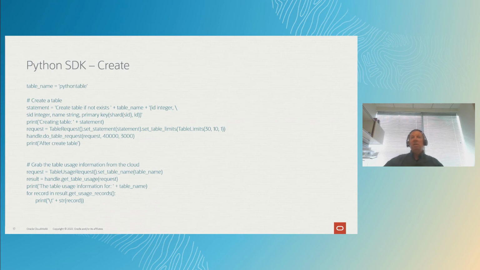Here we have a table request, then we have the set statement, then we have a set table limits. In this particular case, this table is getting created with 30, 10, and 1: 30 reads, 10 writes, and 1 gigabyte. And then we do a do table request to actually execute it. Down at the bottom of the slide, we're showing a table usage request. And where that's useful is, you could put this in a program at some point in the future. You may go, oh, I want to adjust my limits, right? But before you do that, you go, hey, what are they right now? So here's an API that you can use to find out what your limits are currently set to.